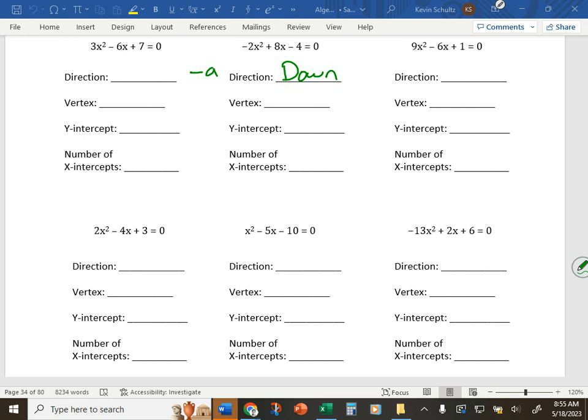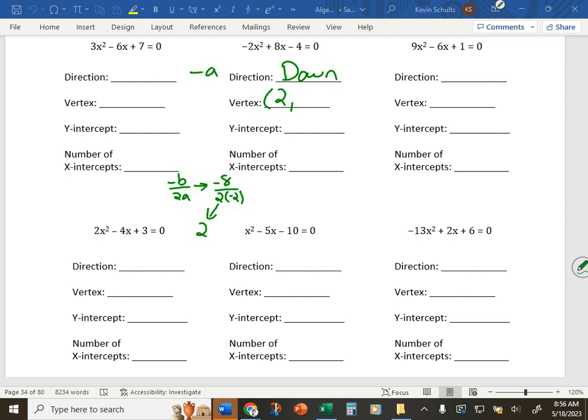Vertex, yay! Negative b over 2a. Do it over here. Gives us a negative 8 over 2 times negative 2. Negative 8 over negative 4 should be 2, which gives us negative 8 divided by negative 4, which is positive 2. Okay? Positive 2. So the x value is 2. Finding y.